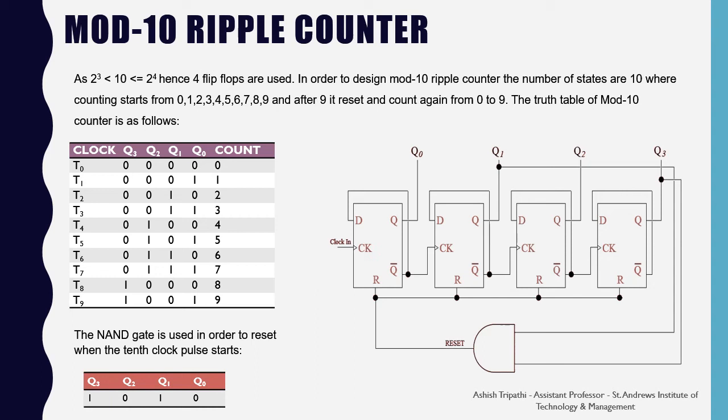You can choose T also, you can choose JK also. So in the D flip-flop diagram, I have added a NAND gate in which the input is being supplied from the Q1 and Q3. This Q1 and Q3 serve as the input to the NAND gate, and this output from the NAND gate is used as a reset condition. So whenever the counter reaches state 10, then all the flip-flops will be reset to 0. This is the ripple counter.